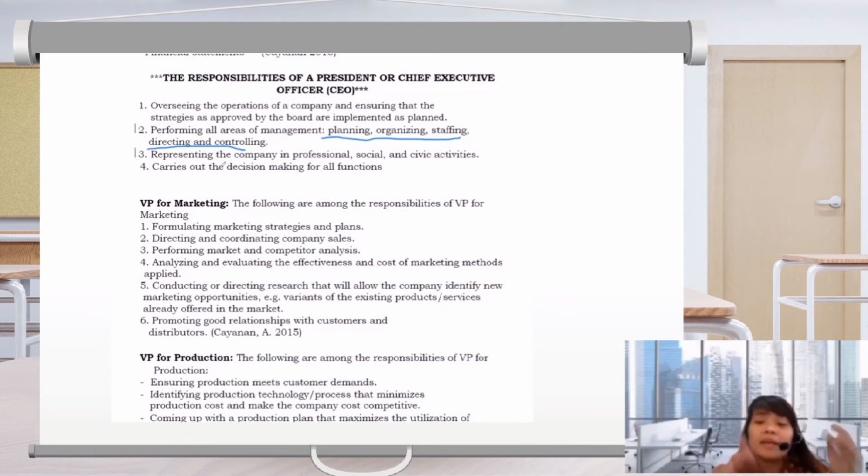So, dapat talaga may namumuno sa isang country. Ganun din in a company, right? And representing the company, of course, in professional and social civic activities. So, dapat yan, kung nanonood kayo ng mga Korean drama, di ba? Kapag president to, CEO, hindi pwedeng masangkot sa mga krimen, immorality, right? Di ba? Hindi pwede. Carries out the decision-making for all functions. So, siya yung pumipirma, right?